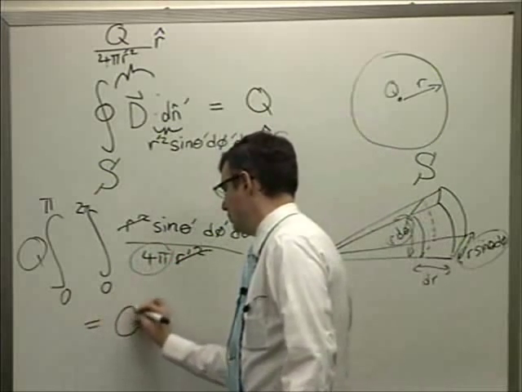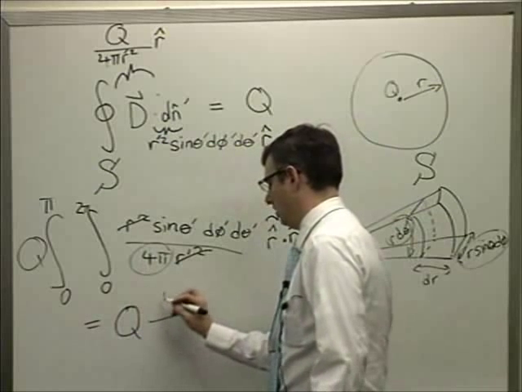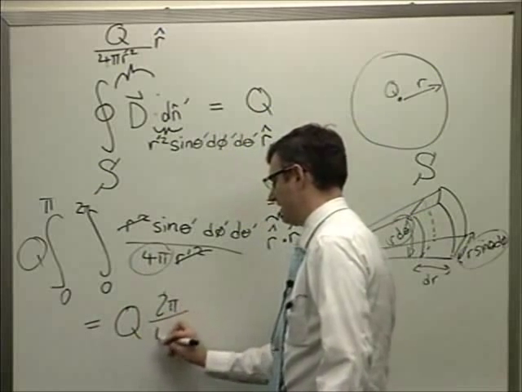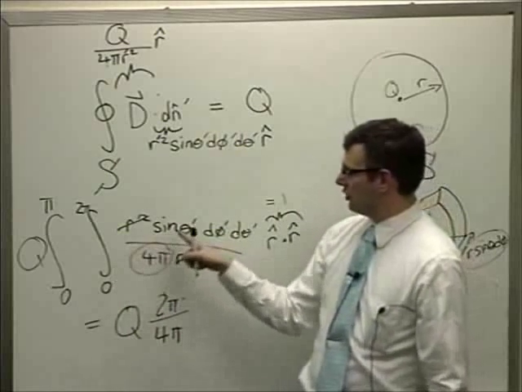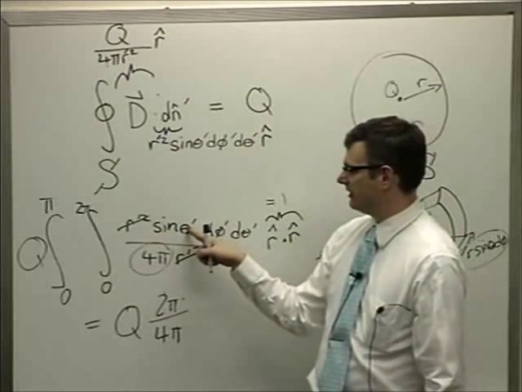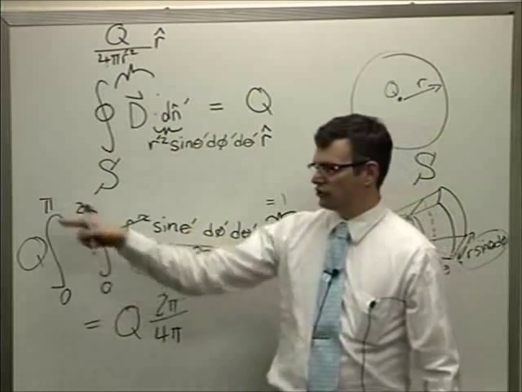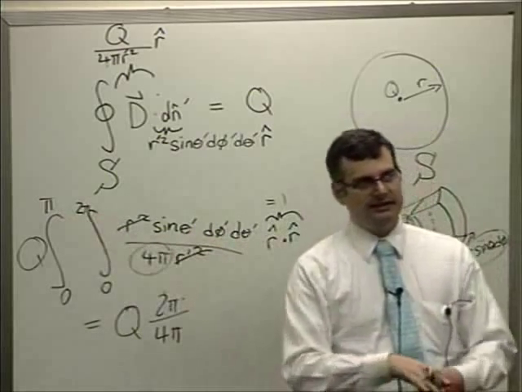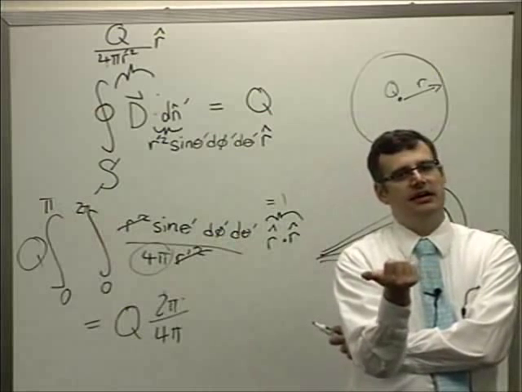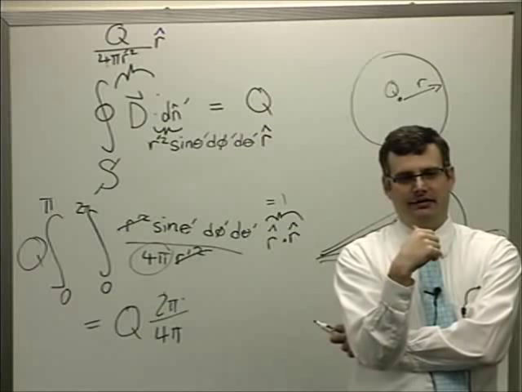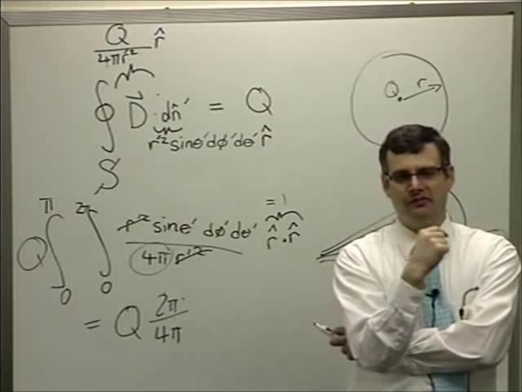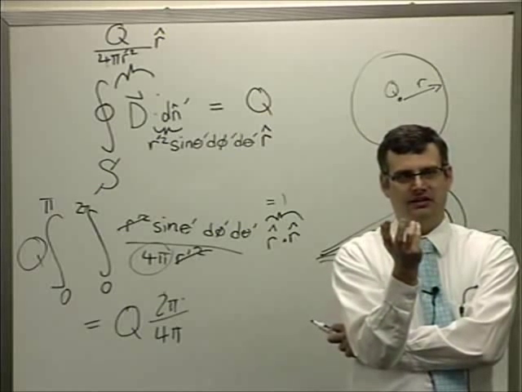So I got Q, 2 pi. I got to take this 4 pi out. And then what I'm left with is the integral of sine theta prime from 0 to pi. Well, the integral of sine theta is negative cosine of theta. If I evaluate that at pi, that's negative a negative 1. And if I let's see.